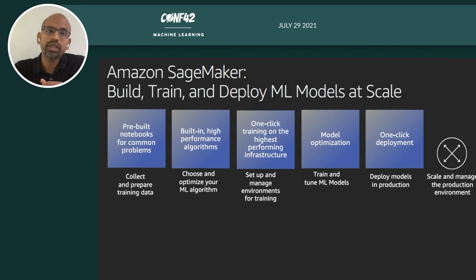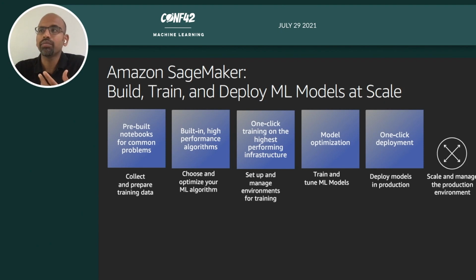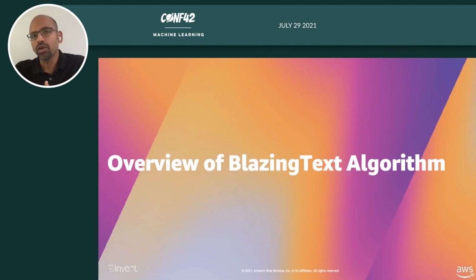Now, that's the beauty of SageMaker. Everything is simplified for the developers to leverage this distributed computing platform and focus on the business outcomes that they want rather than all the undifferentiated heavy lifting they will have to do in building, training, and validating these models. So that's the bit with SageMaker that I wanted to cover before we dive into the world of the BlazingText algorithm.